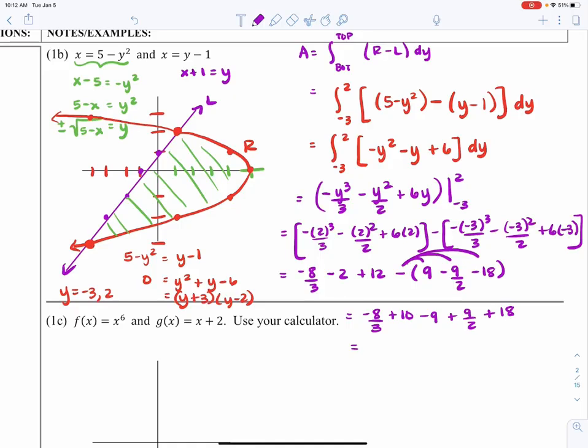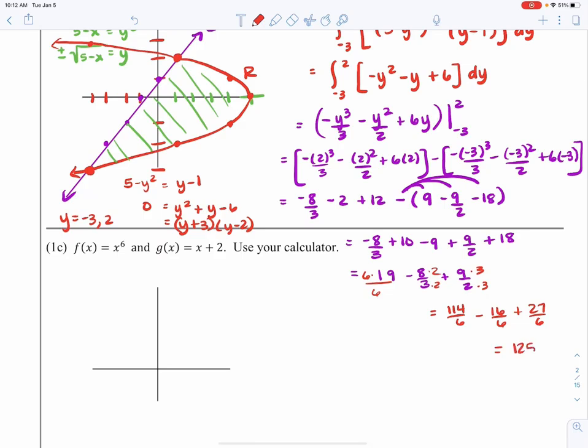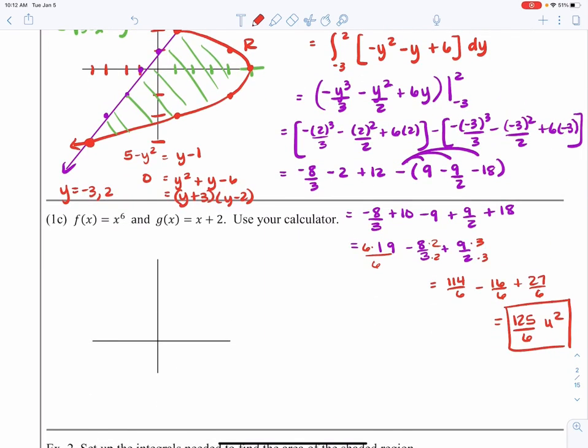Add up all of your numbers. So we're going to have a 19 minus 8/3 plus 9/2. Yes, I am expecting you to be able to find common denominators. So that's going to be 6. And when all is said and done, we have 114/6 minus 16/6 plus 27/6 for a grand total of 125/6 units squared.